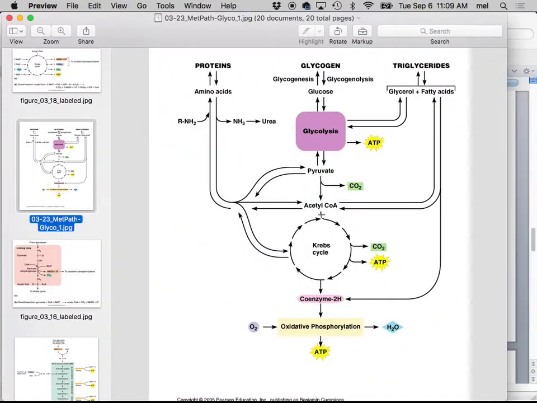What is the big deal about Krebs? Well, if you are a carb and you started up here, you are going to continue through Krebs if oxygen is available. Krebs occurs in the mitochondria. Everything that occurs in the mitochondria requires oxygen.